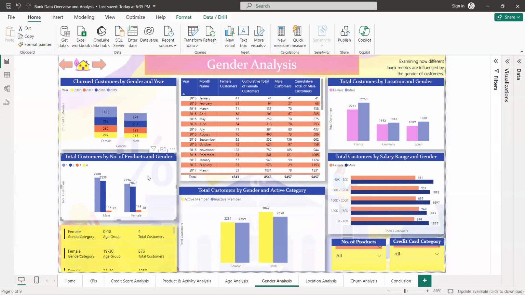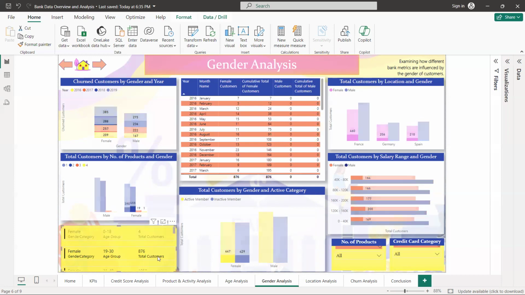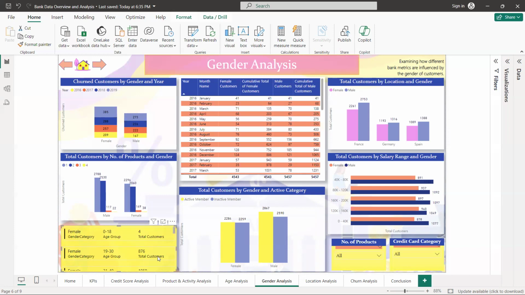Next is a clustered column chart that breaks down the total number of customers by their gender and the number of products they use. Here we can see that the majority of customers, both male and female, use only one product. And next we have a multi-row visual card, which shows the total number of customers of both genders in each age group.